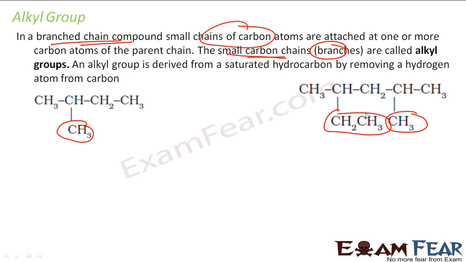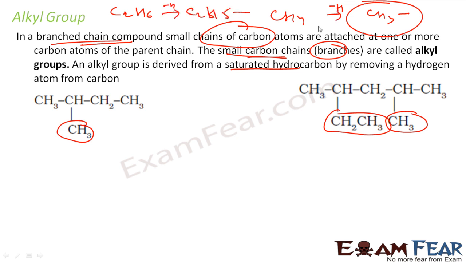To derive an alkyl group, you do one thing. Take a saturated hydrocarbon, for example, methane, CH4. Remove one hydrogen, you get CH3. Right? This is my alkyl group. Or you have C2H6. In this, you remove one hydrogen, you get C2H5. Correct? So if you see, this is C2H5, this is a branch, this is an alkyl group. So an alkyl group is nothing but, in the branch chain, a small chain of carbon, and to create an alkyl group you take a saturated hydrocarbon, please note, and from that you remove hydrogen.